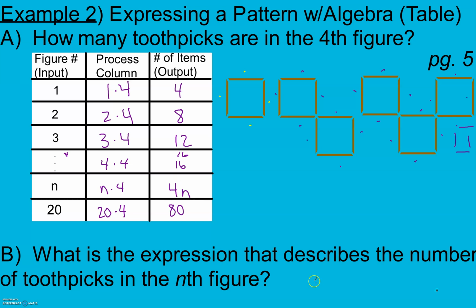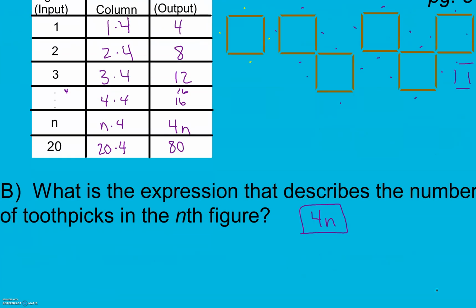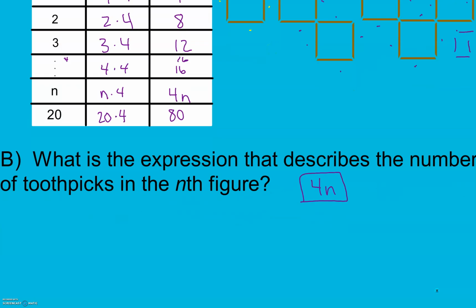So the number of toothpicks in the nth figure is going to be 4 times the figure number, because the figure number matches up with how many squares there are. So again, the 20th figure would have 80, the 4th figure would have 16, and the nth figure would have 4n toothpicks. We take 4 because each square has 4 toothpicks, times n, and n is our figure number, which is also how many squares we have.